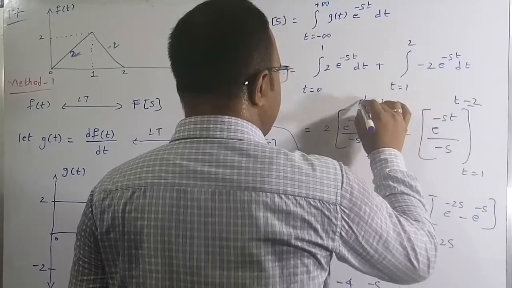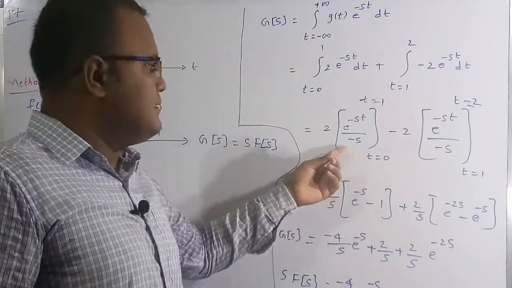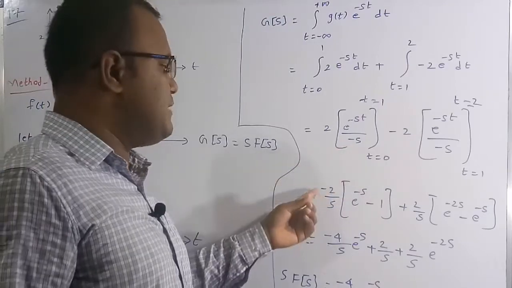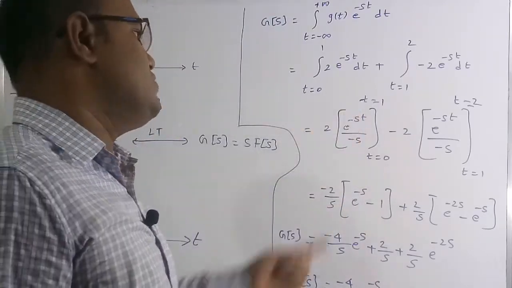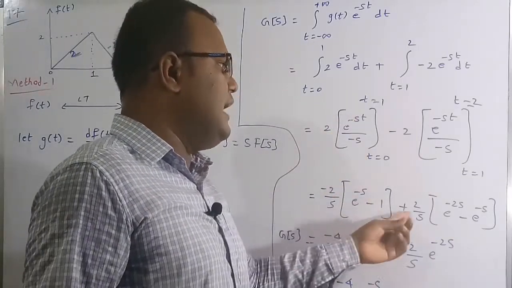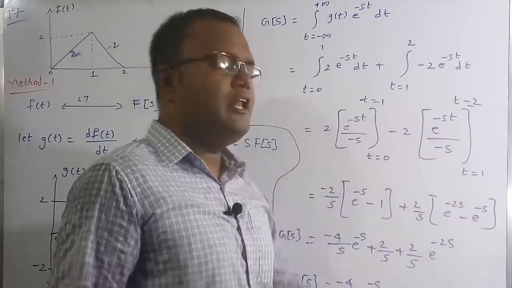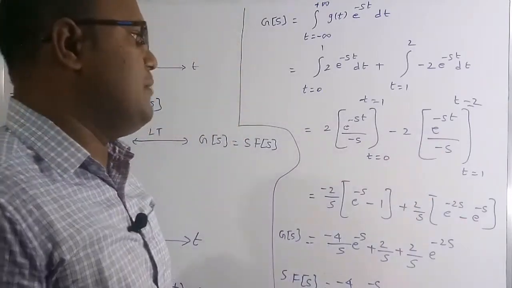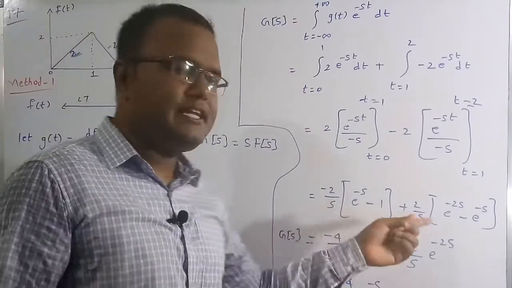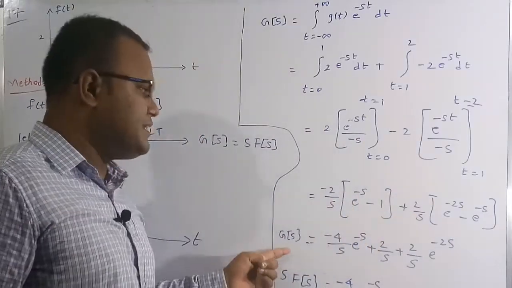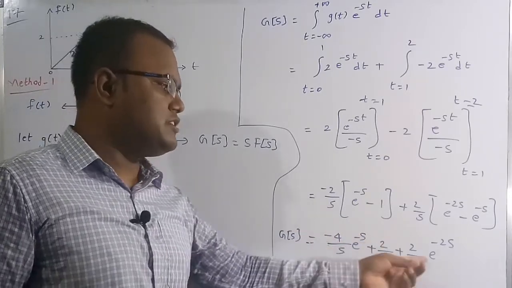So therefore upper limit minus lower limit I am going to substitute here. As s is a constant, this minus s is going to come outside, which is minus 2 by s. Now I substitute the upper limit minus lower limit, so e to the power of minus s minus 1, and similarly this minus 2 by minus s is nothing but plus 2 by s. Again I substitute the upper limit minus lower limit, which is e to the power of minus 2s minus e to the power of minus s. So if you rearrange properly then we are going to get g of s is equal to minus 4 by s e to the power of minus s plus 2 by s plus 2 by s into e to the power of minus 2s.